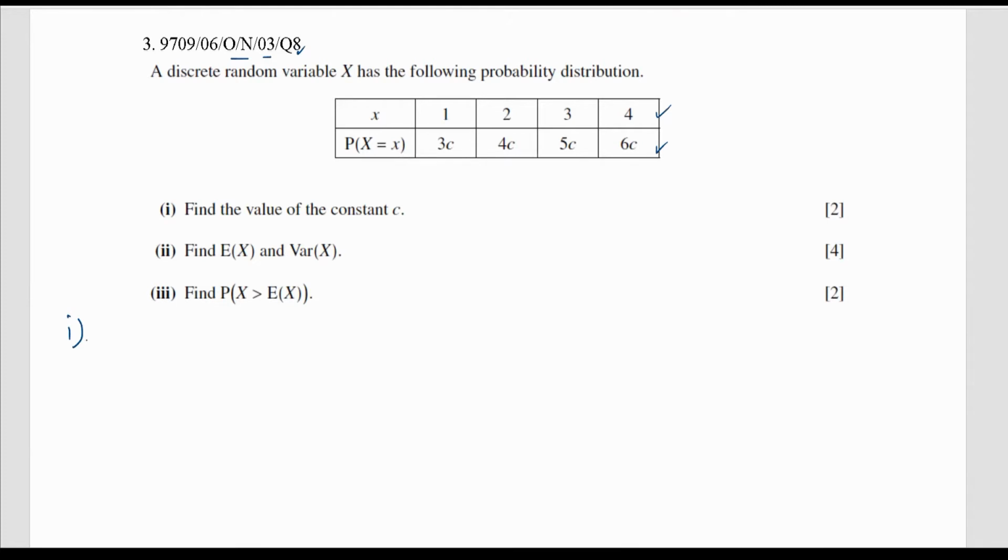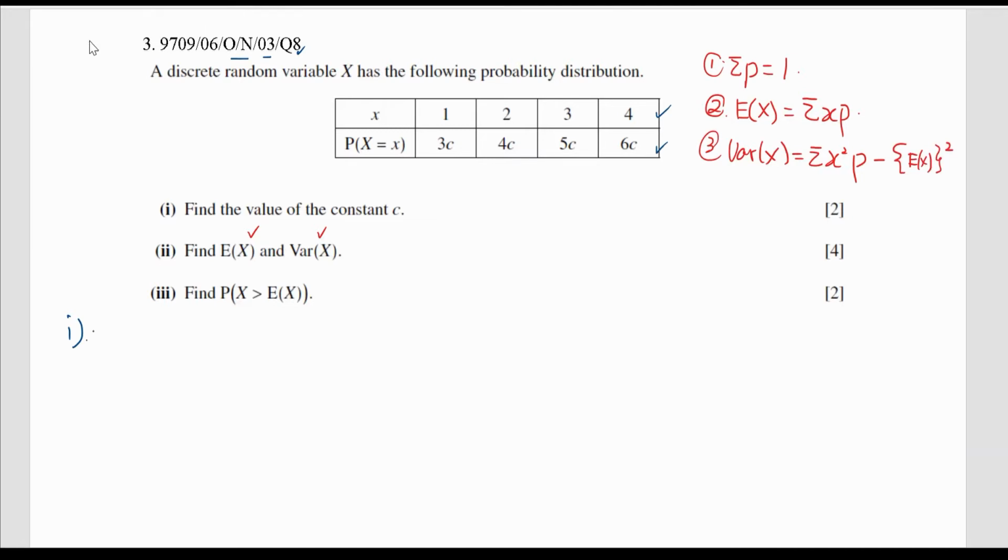So again, what is the first point? When we answer these kinds of discrete random variable questions, the sum of all the probabilities must equal 1. And part 2 is asking you to find the mean and variance. So refer to the formula list. The mean formula is given as sigma xp. And the variance formula, which you can also find in the formula list, should be sigma x squared p minus the mean squared.